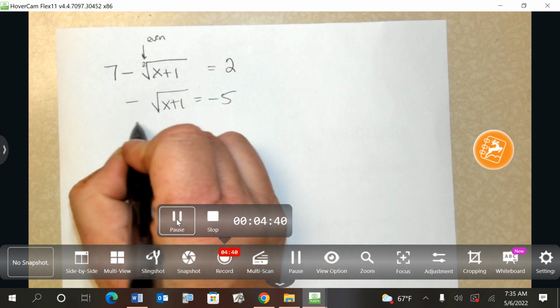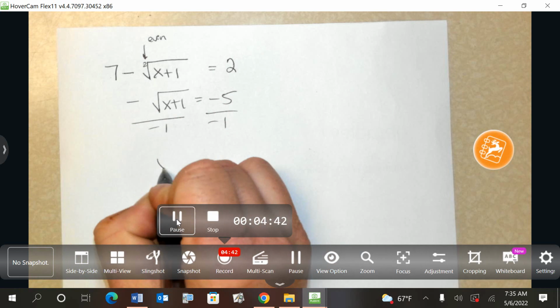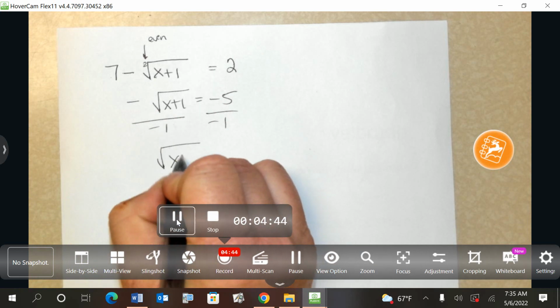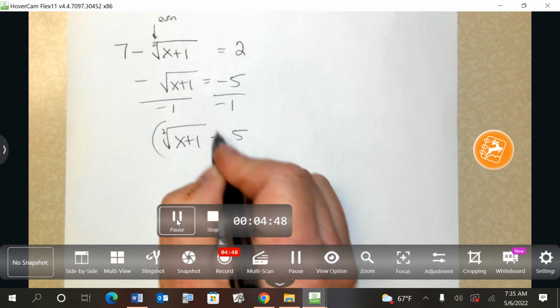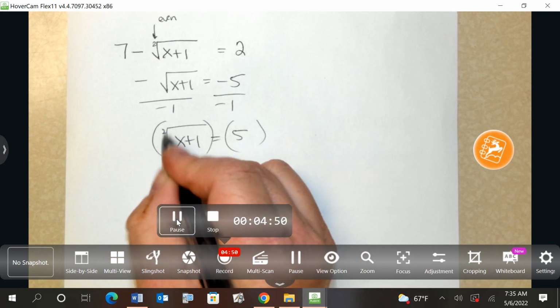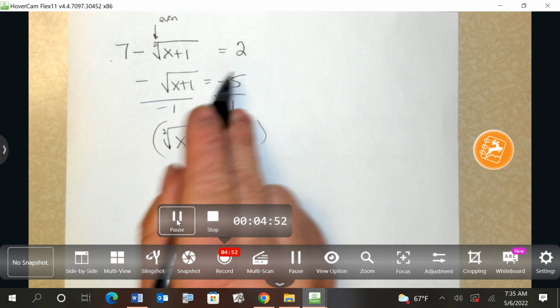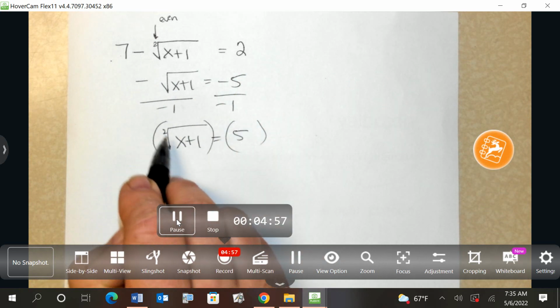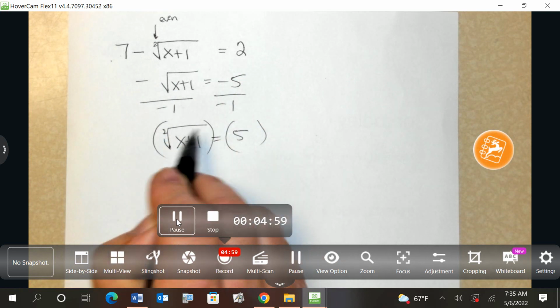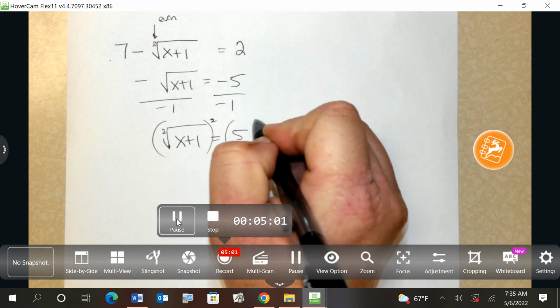This is like a -1 out front. I'm going to divide by -1. And the square root of the quantity x plus 1 equals 5. Now when you don't see a number here, it is a 2. So just like opposite of adding is subtracting, opposite of multiplying is dividing. So the opposite of the nth root, because this is really written as a 1/2 if you want to think of that, is we're going to square both sides.